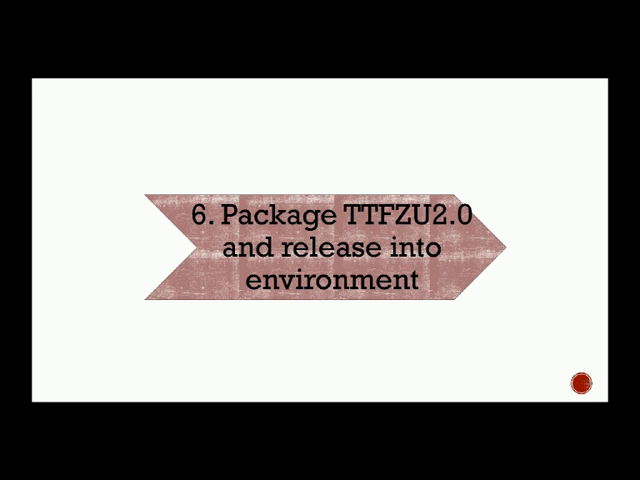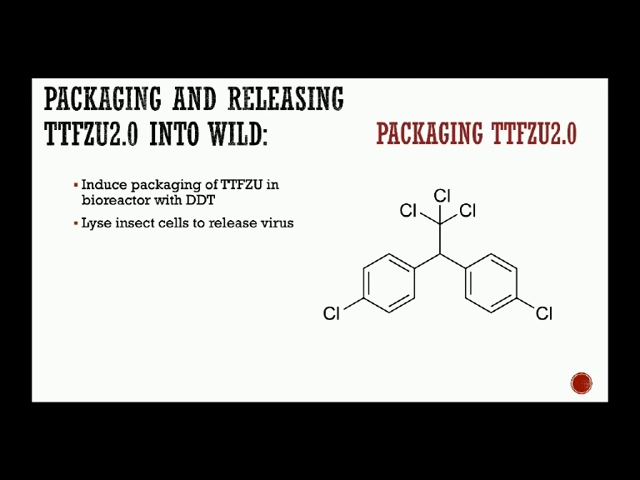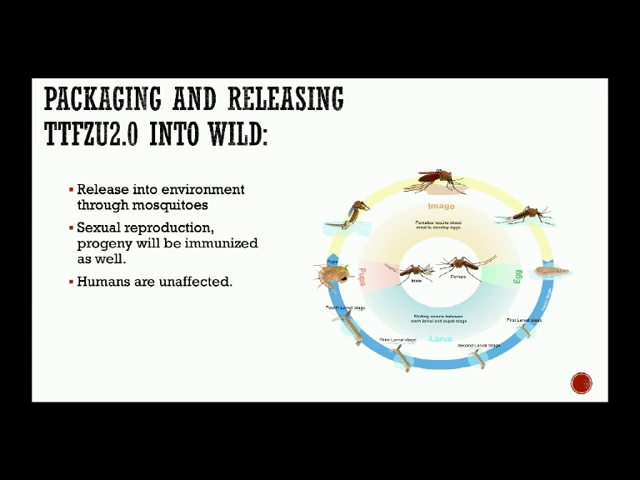Step 6. Packaging TTFCU 2.0 and releasing the transgenic virus into the environment. After the bioreactor is full of infected insect cells, DDT is added. TTFCU 2.0 excises from the dying AD1 cells, packaging into virion particles. TTFCU 2.0 is now a fully functioning viral vector, which can be dispersed into standing water in areas known to be high risk for Zika.